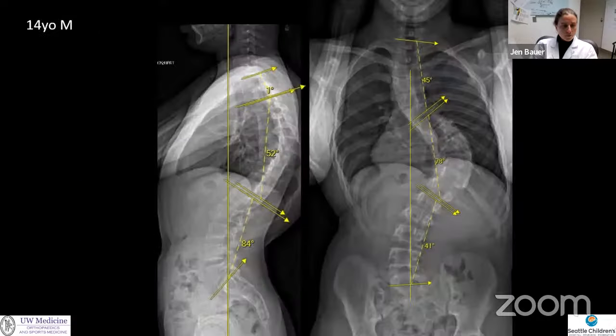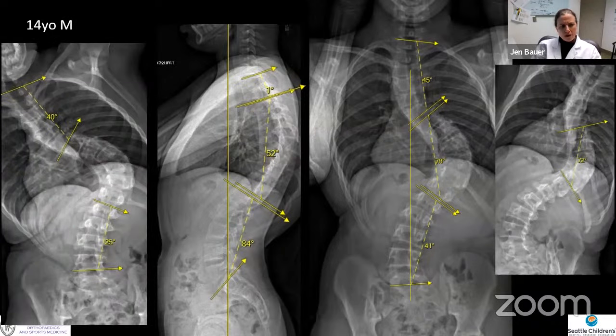Here is an example. This is a 14-year-old with a sizable curve, 78 degrees. More impressive to me, though, is that there's some kyphosis with this curve, which I wouldn't expect. And I would call this a fairly short and sharp curve. The combination of the kyphosis and that short, sharp curve, and when we get some bending films, it's pretty stiff. That makes me worry that maybe this isn't an idiopathic scoliosis.